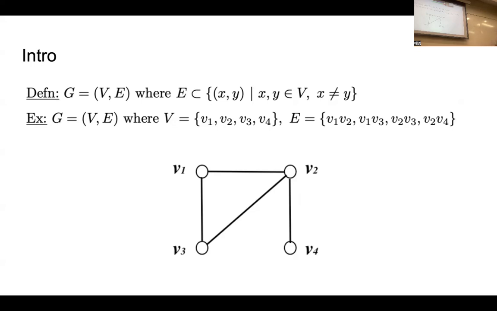I guess the most simple and inherent algebraic representation of this would just be the adjacency matrix, which you guys have probably seen before. Essentially it's just a 4x4 matrix because we have 4 vertices, and each of the rows and columns represent the vertices in order: V1, V2, V3, V4.